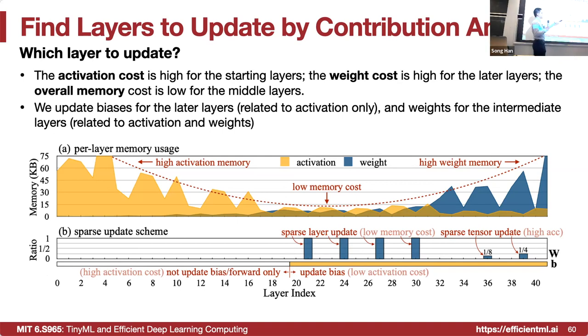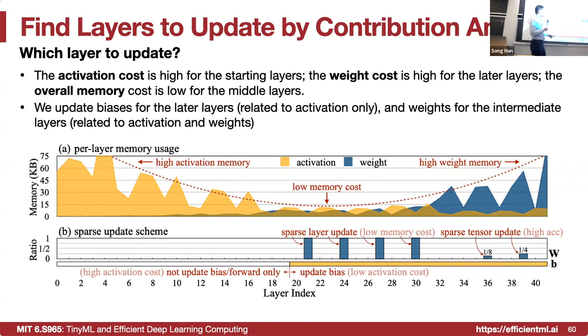So intuitively, something in the middle is a sweet spot. We need to update fewer parameters, and we also don't need to store a lot of activations. So we choose to select those layers in the middle to update, together with partially updating those later layers. This breaks the conventional wisdom that we just fine-tune the last layer. We find that those middle layers are pretty cost efficient to fine-tune because they have neither pretty big activations nor pretty big weights. In the middle, both the weight and activation are relatively small, so the cost of fine-tuning those layers is not that big.